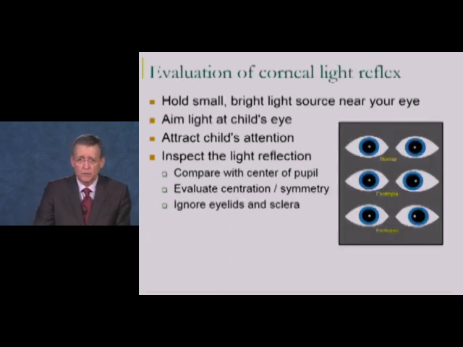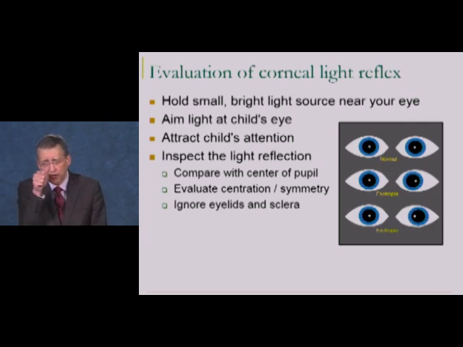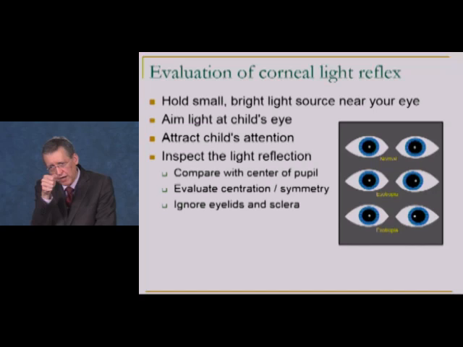So, when we're looking at the corneal light reflex, you hold the small bright light source near your eye. You don't have to be perfectly coaxial, but you want to be on line with it. Then you aim the light at the child's eye and attract their attention, and look at the reflection. Compare it with the center of the pupil. Normal. There's an esotropia. Here's an exotropia.